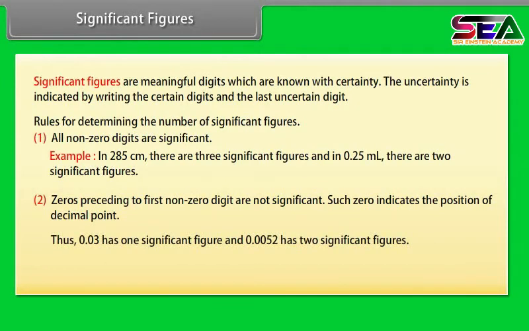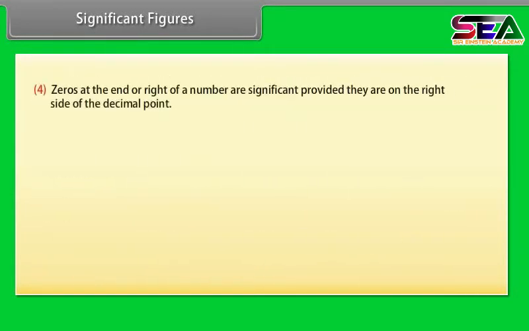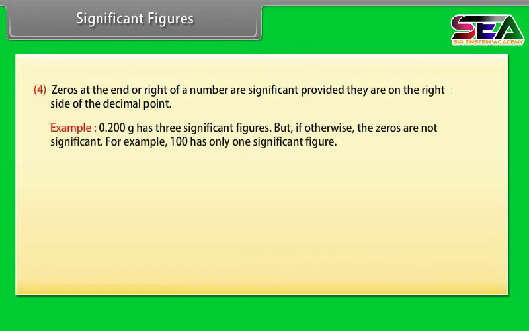Thus, 0.03 has 1 significant figure and 0.0052 has 2 significant figures. Zeros between 2 non-zero digits are significant figures. Zeros at the end or right of a number are significant provided they are on the right side of the decimal point. Example: 0.200 gram has 3 significant figures. But if otherwise, the zeros are not significant. For example, 100 has only 1 significant figure.